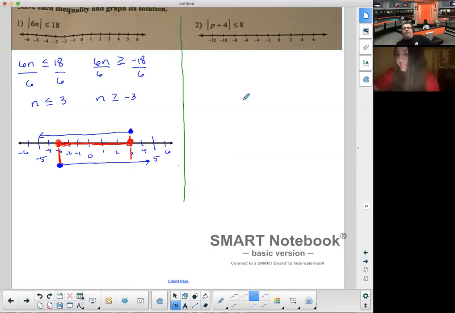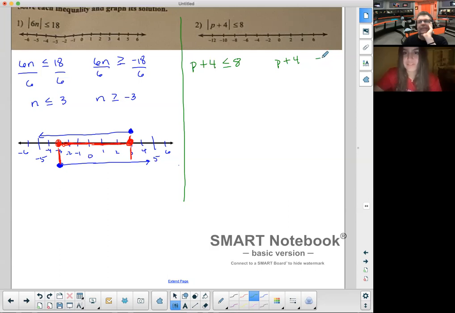All right. So what do we got to do for this ridiculousness here? Is it p plus 4 and then the sign, less than or equal to 8? Okay, here comes the money question. p plus 4, and then the sign. I keep forgetting the name. And then -8.